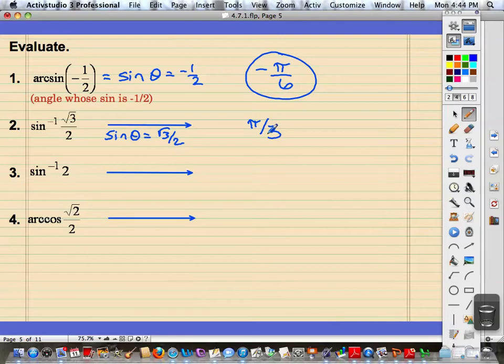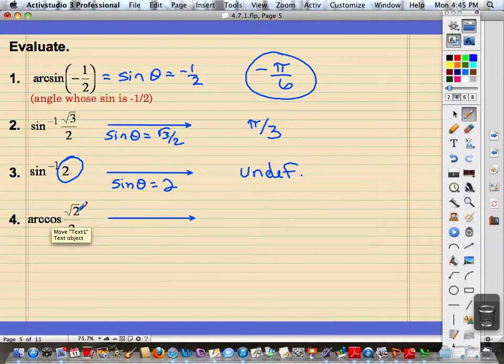How about number 3 here, an inverse sine of 2, meaning the sine of what angle is 2? Well, that 2 is not part of the domain. That's undefined. There is no theta that has a sine equal to 2 because 2 is not part of the domain of the inverse function.